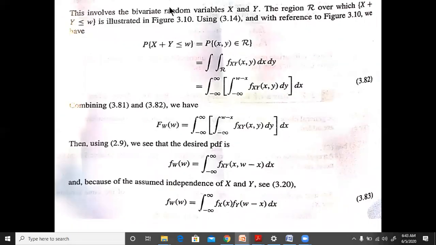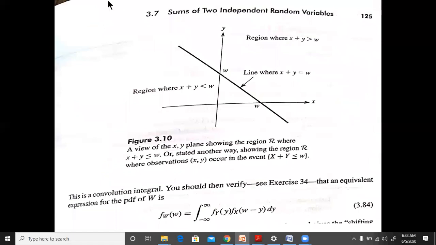So this involves the bivariate random variable X and Y. The region R over which X plus Y is less than or equal to w is illustrated in the figure written over here. X plus Y equal to w is this line. X plus Y greater than w is this region above the line. X plus Y less than w is the region below that particular line, which corresponds to X plus Y equal to w.